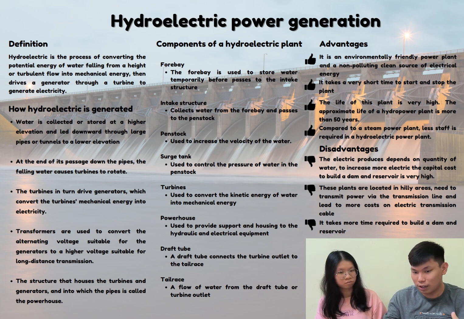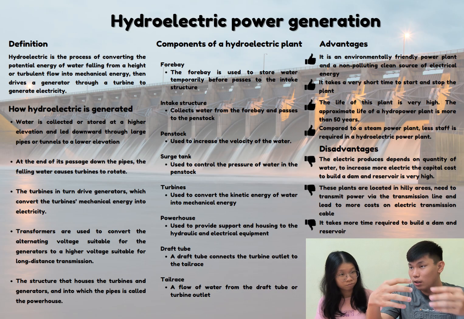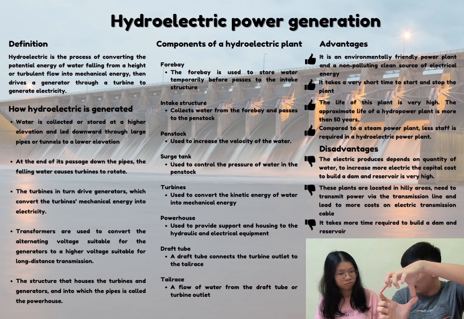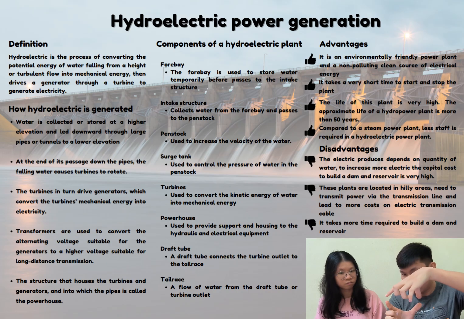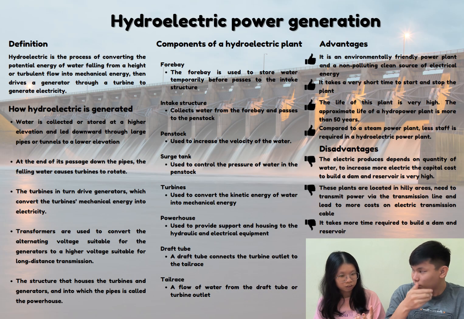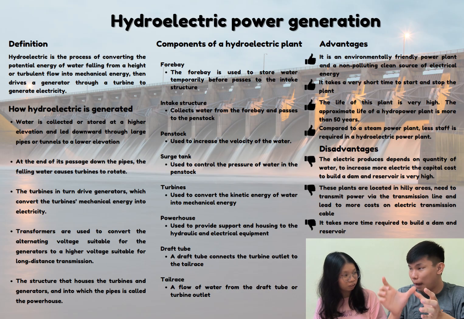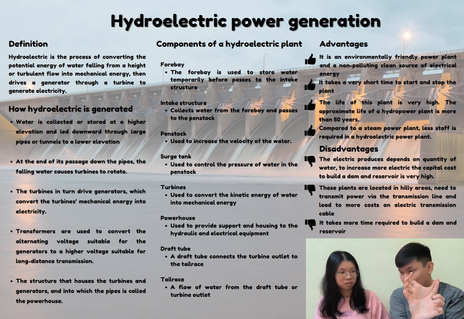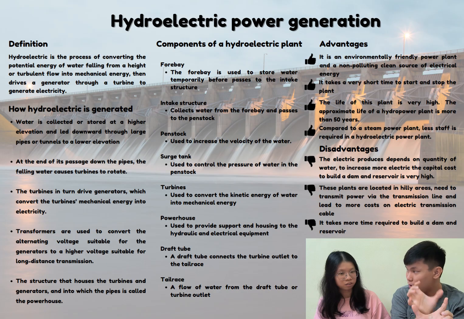Okay, next one is the tail race. This is something connected with the draft tube. The draft tube is the way to push out the water. When they need to push out the water, they need some pipe to let the water go out, right? So the thing that lets the water go out is called the draft tube. The pipe that controls the flow of water? No. The pipe to let the water go out. Then the last part where the water goes out is called the tail race.